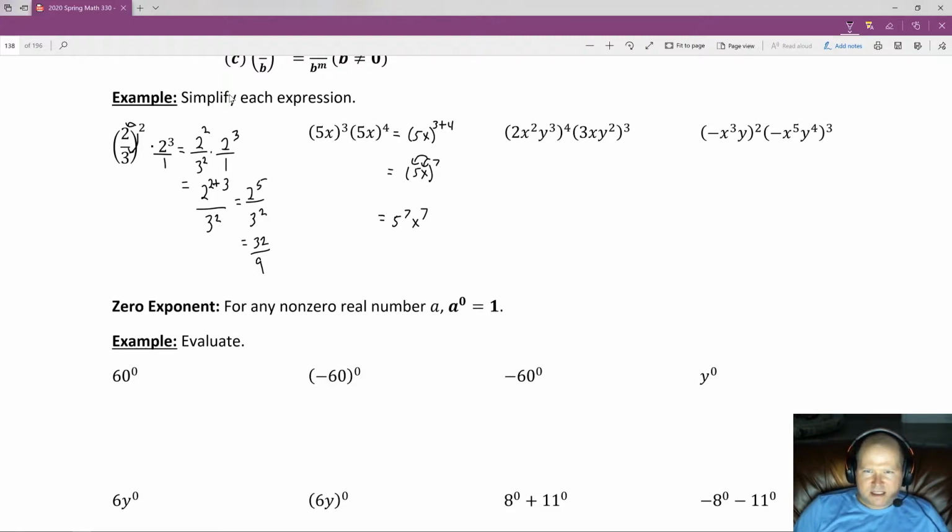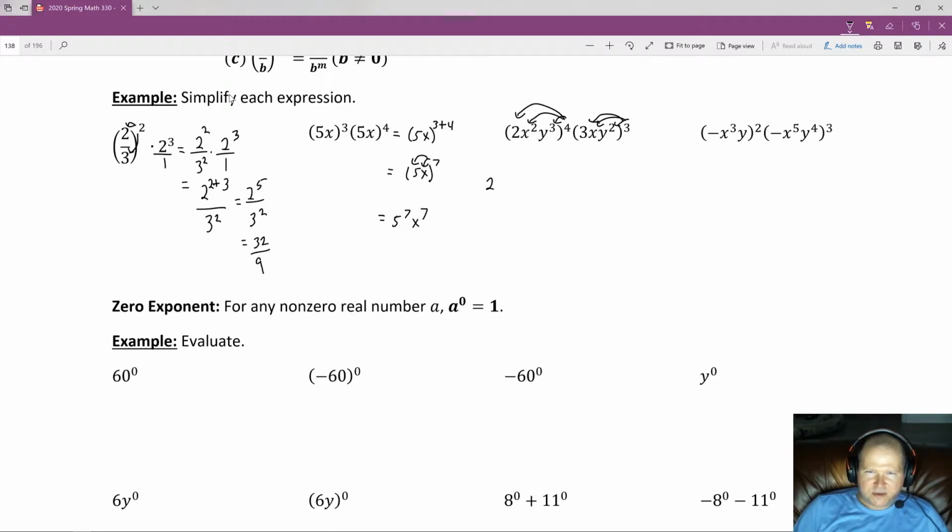Okay, so the next set, we have 2x squared y to the 3rd to the 4th power, 3xy to the 2nd power, the whole thing is to the 3rd power. Now, since in this case the bases don't match, we're going to do the equivalent of distributing this. We're going to bring all of these individual factors to the power.